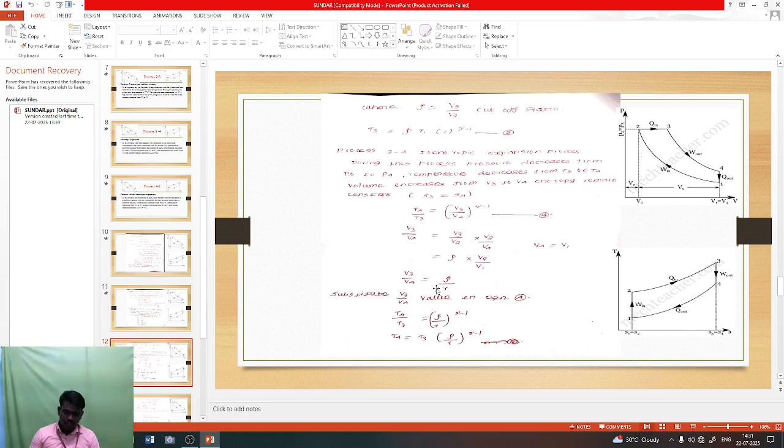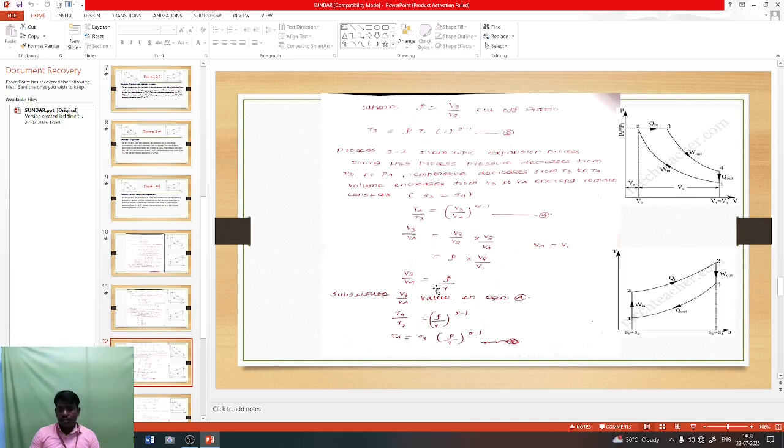So V2 by V1 means what? V1 by V2 is equal to the compression ratio, which we already know. So for V2 by V1 we have to put 1 by R. So V3 by V4 is equal to rho divided by R. Now we have to substitute this value of V3 by V4 into equation number 4.